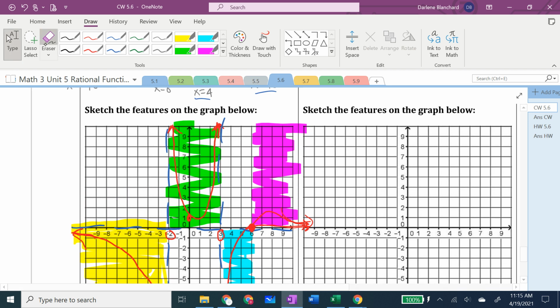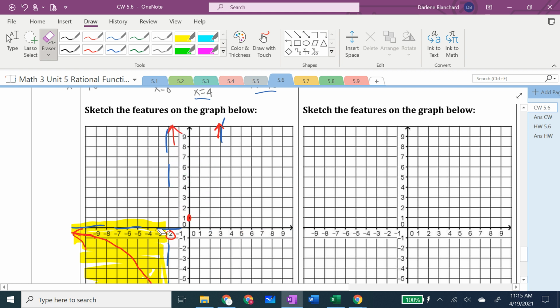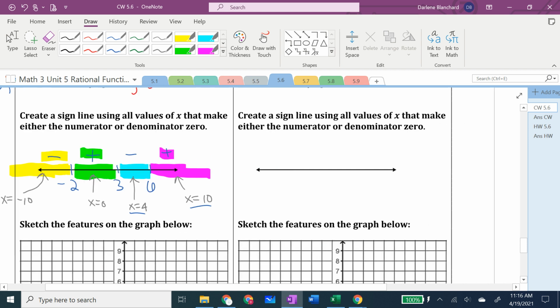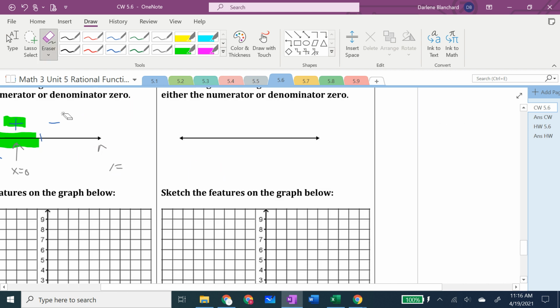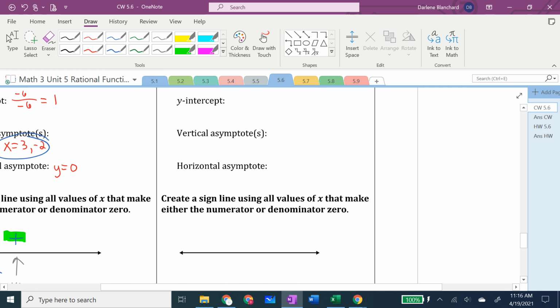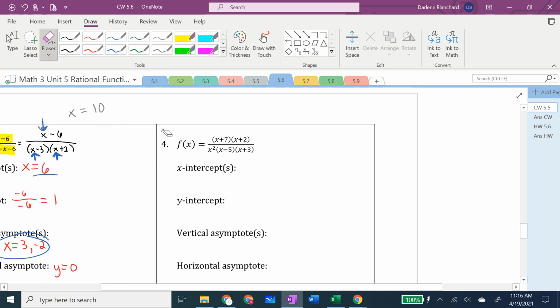Now I'm going to move to the last problem. The last problem adds in another little issue. Just going to get this out of the way so it doesn't distract. Okay, here we go.